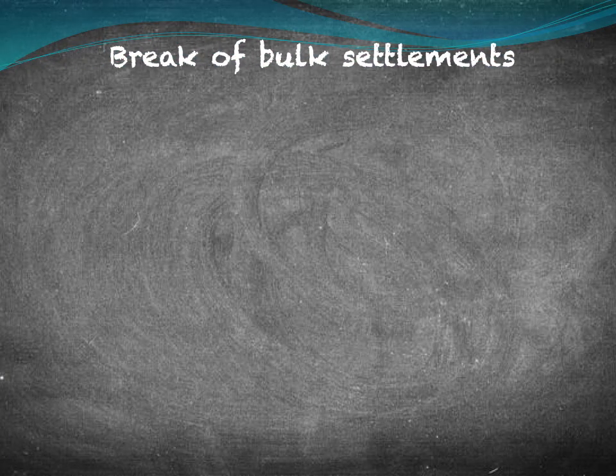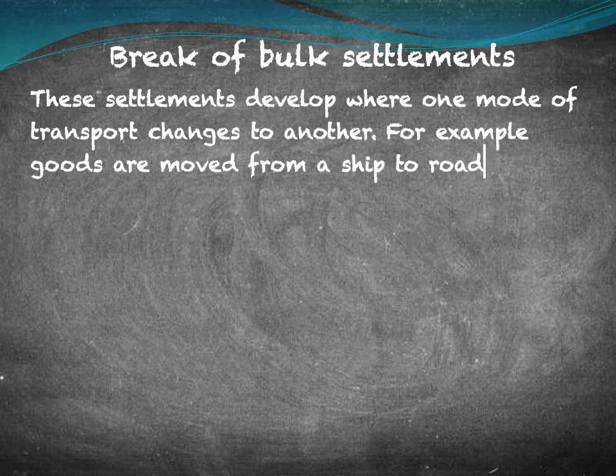Another type of settlement that we get is a break of bulk settlement. Now, what do we mean by a break of bulk settlement? These are settlements that develop when one mode of transport changes to another. For example, goods could be moved from a ship to a road, or from a ship to rail, or from rail to road. So in other words, they move from one mode of transport to another mode of transport.